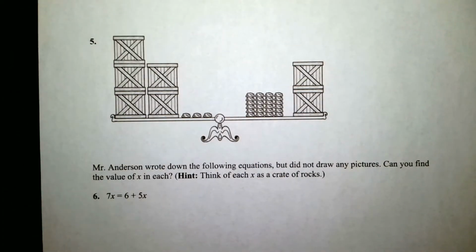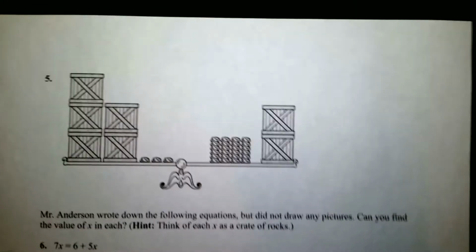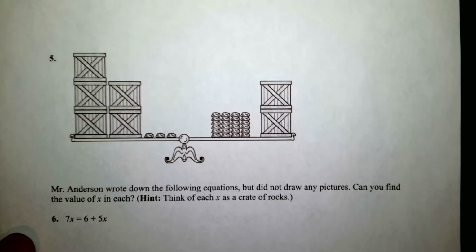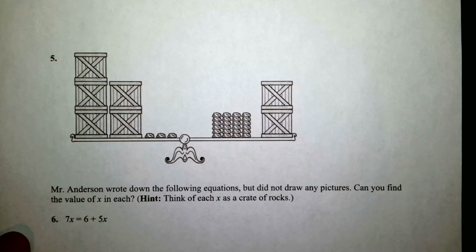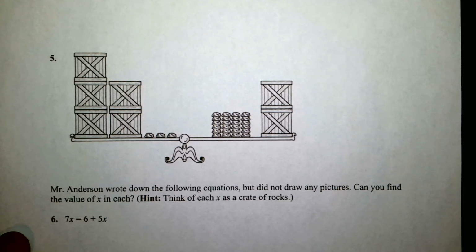Last one. And again, each problem is getting a little bit more complicated. Use the strategy we were just doing. If you need to draw it out on a piece of paper next to you, go for that. Do that as well. Take a look at these and see if you can figure out how many rocks are in each crate.